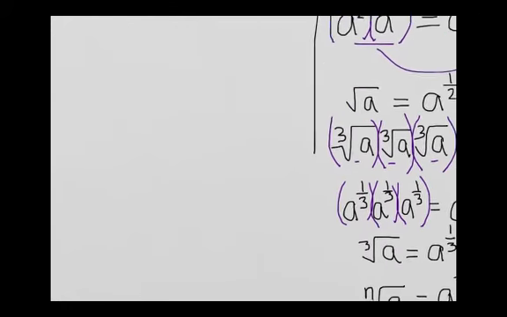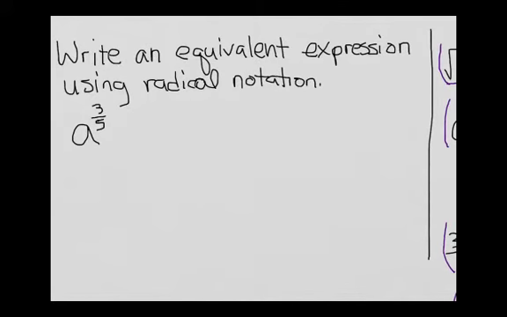So now let's go back to our original question that asked us to write a to the 3/5 using radical notation. So the first thing we're going to do is notice that we could rewrite this as 3 times 1/5, and 3 times 1/5 would be 3 over 1 times 1 over 5, which would give us 3/5. So this is an okay way to rewrite that expression.